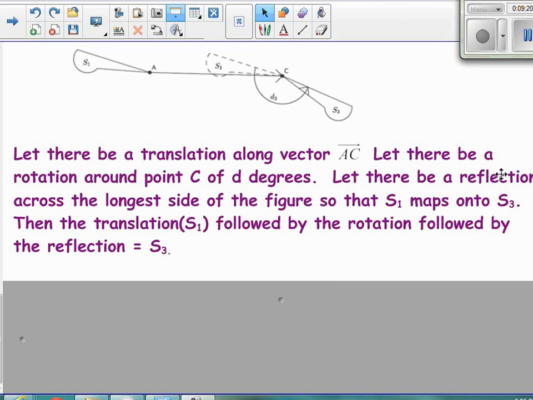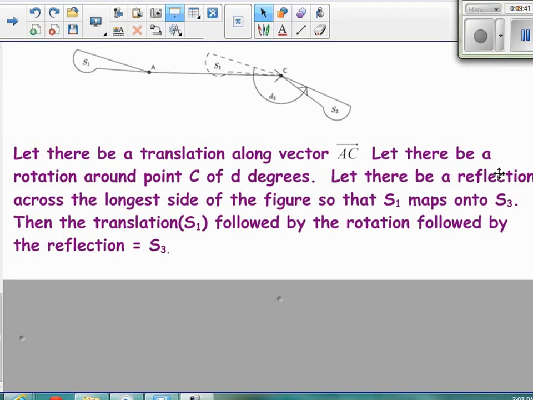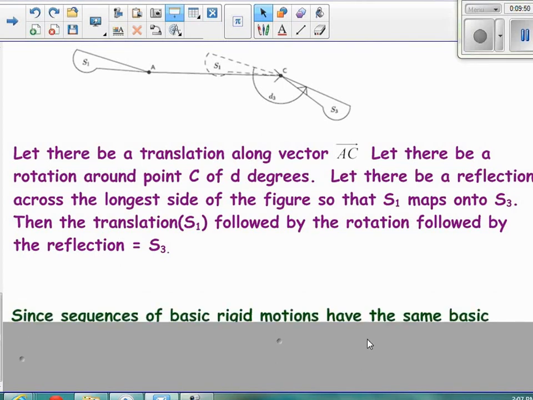So now the next question is, was all that work necessary to show that S1 was congruent to S3? Well, hopefully you realize the answer is no, because we know that a translation, a reflection, and a rotation preserve angle measurement and segment length. And if we know that S1 is congruent to S2, and S2 is congruent to S3, then it should naturally follow that S1 is congruent to S3.